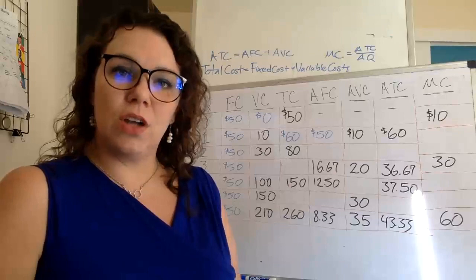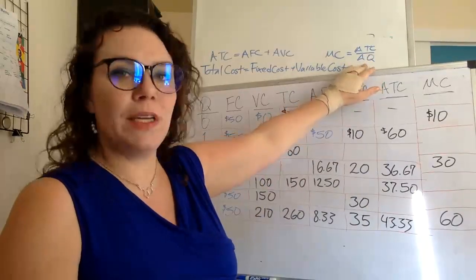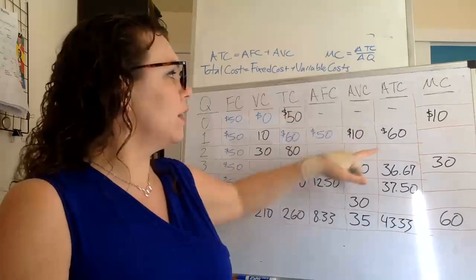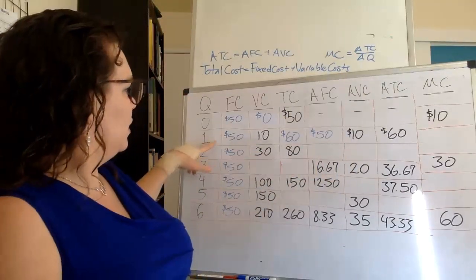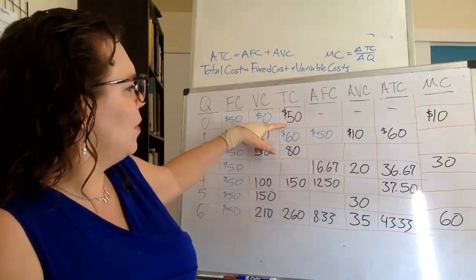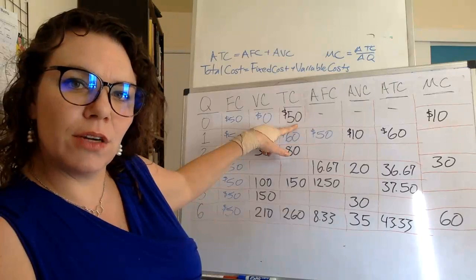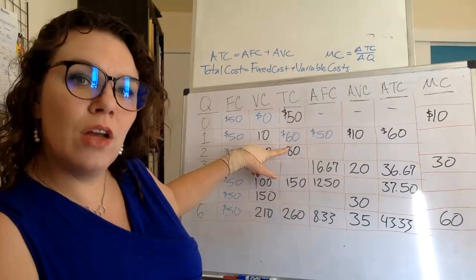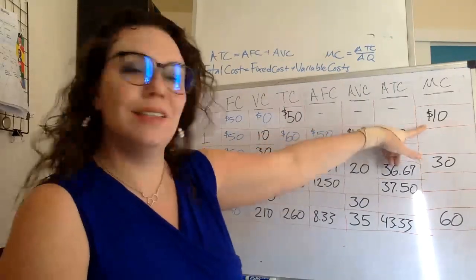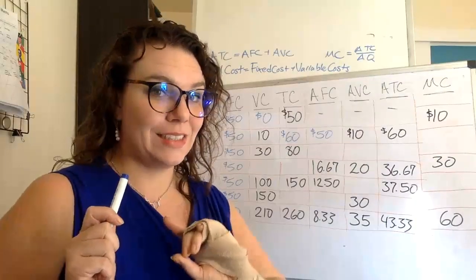The other thing that's already filled in is the marginal cost. And we can think about marginal cost being change in total cost divided by change in quantity. Or if we're going from 1 to 2 to 3 and we're changing quantity by 1, we can just look at how much total cost changes by. So when we go from a quantity of 0 to a quantity of 1, total cost goes up by $10. That's our marginal cost. Make sense?